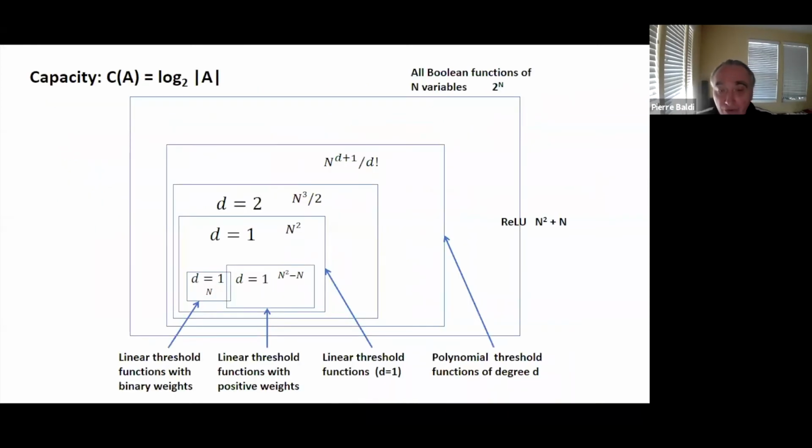Now you want to do things a little bit more sophisticated mathematically. What you can do is look at all possible Boolean functions of n variables and look at different subclasses. And for any class of Boolean functions, I can define its capacity to be the log base 2 of the number of functions in that class. So it's the number of bits that you need to specify a function in that class. If you look at all possible Boolean functions of n variables, there are 2 to the 2 to the n, and so the capacity is 2 to the n.